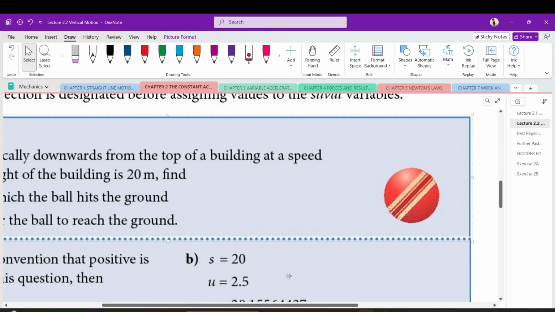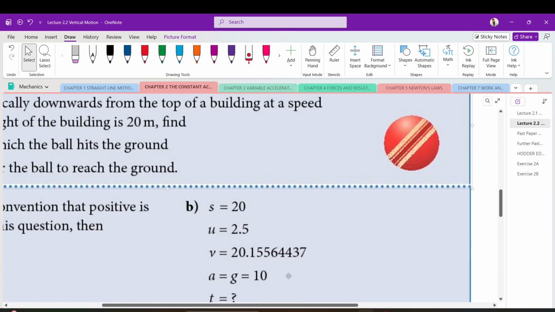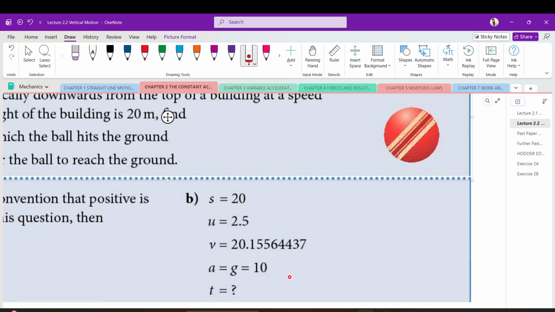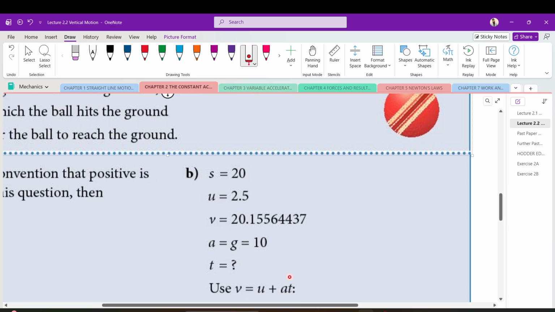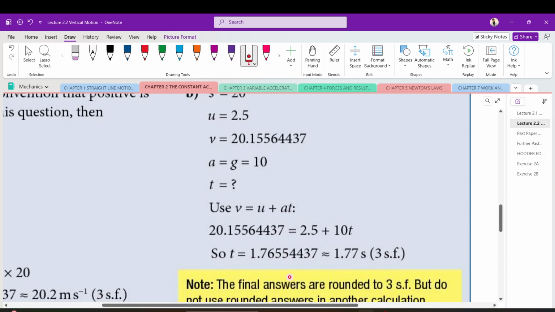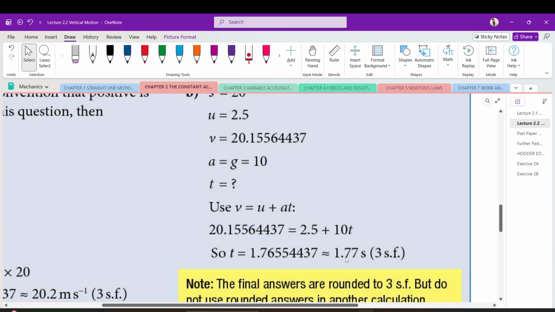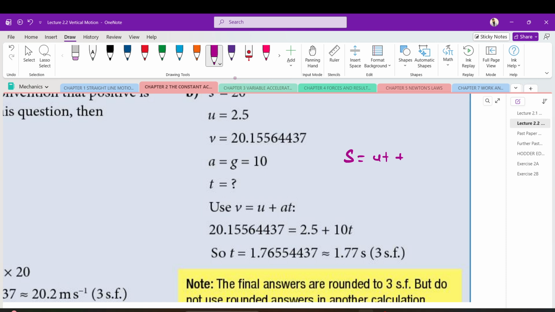Okay, now it says calculate the time taken for the ball to reach the ground. So again, you can use the given values or you can use this value as well, but definitely I'm going to go with this. So that will be s is equal to ut plus half at squared, and we'll be able to get the same answer, which is 1.77. Okay, so let me use that as well. So if I use s is equal to ut plus half at squared.